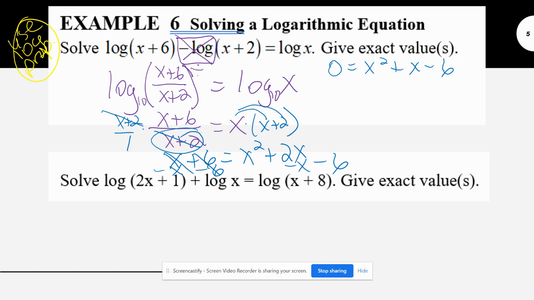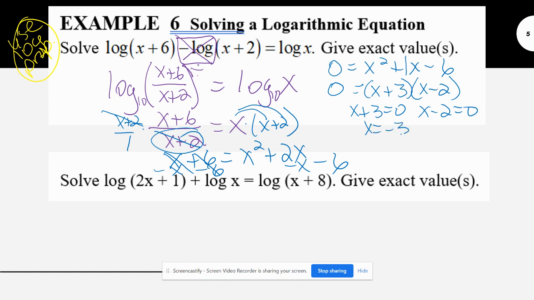So the factors of negative 6 that add to positive 1 are going to be positive 3 and negative 2. We solve for x by setting each of those equal to 0. We get x is equal to negative 3 and x is equal to positive 2.